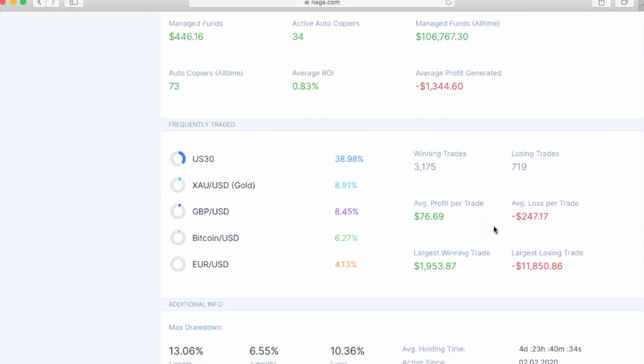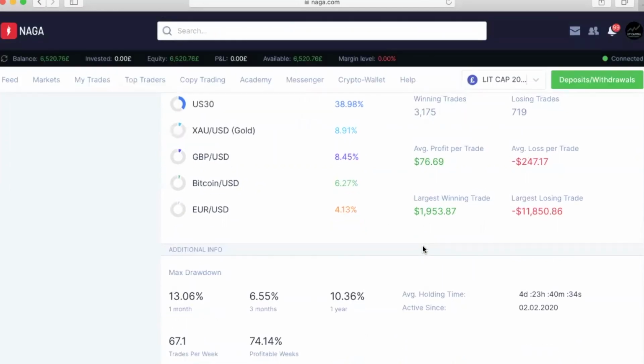$247. So we can see that the risk to reward here doesn't match up for what I'm personally looking for. I can see this guy has lost more money than he's made. And on average, he loses $247 and only makes back 76. So personally, for myself, this isn't someone that I'd be looking to manage my account, and I wouldn't be looking to pursue anything further. But the additional info shows us his maximum drawdown.